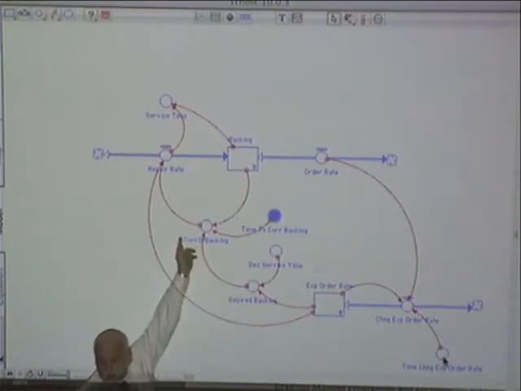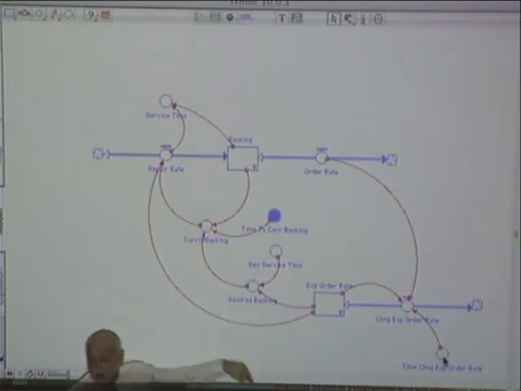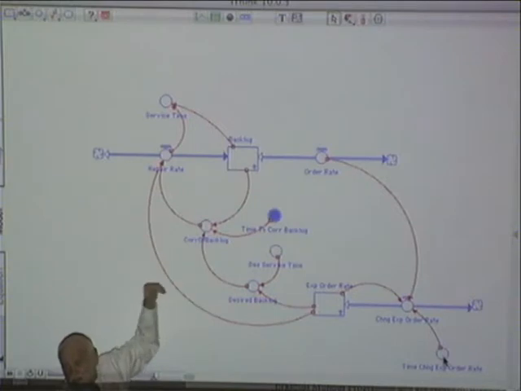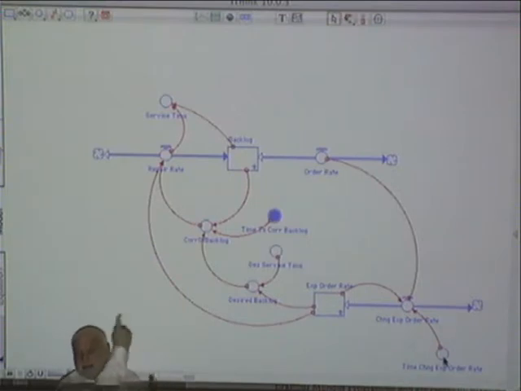And how much do I repair then? I repair what I expect will be coming in, the expected order rate, so that I get an outflow that corresponds to my inflow. And there is no need for additional work because the backlog is where it should be.